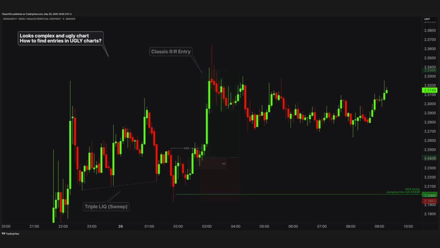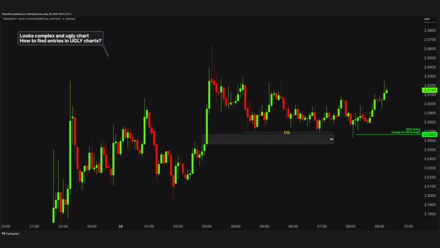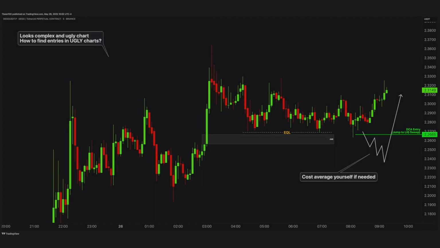Later on, notice how the price creates another equal low right above the imbalance zone. This is another trade idea, why not? A place where I can build a position by using cost average techniques, because I know that price has now filled up and I can try to get a quick trade here.